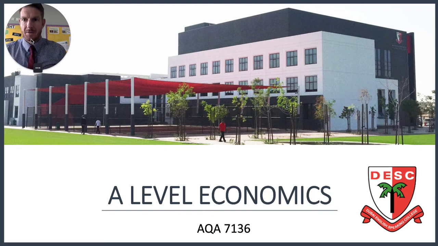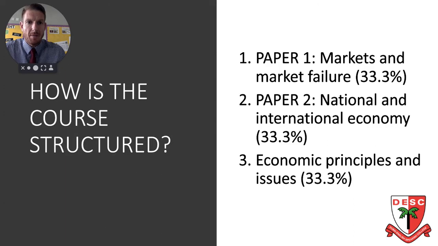You're going to be assessed over 3 different papers. These are paper 1, paper 2 and paper 3. Paper 1 looks at markets and market failure and is focused on microeconomics, and this will award you a third of your total marks. Paper 2 is on the national and international economy, and this is focused on macroeconomics, and this again will award you a third of your total marks. And then finally, economic principles and issues, paper 3. This is a synoptic paper, and this can test you on your knowledge and understanding of both micro and macroeconomics.